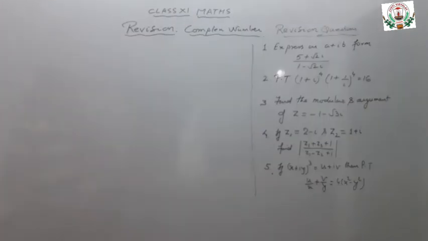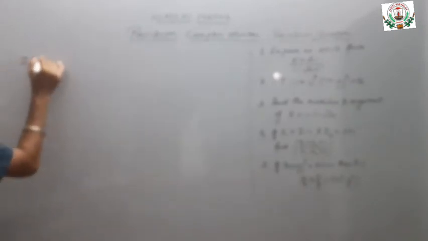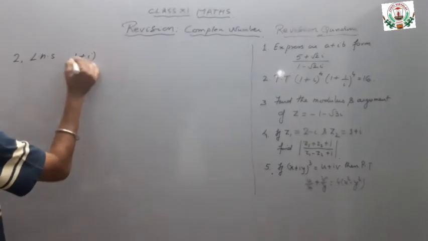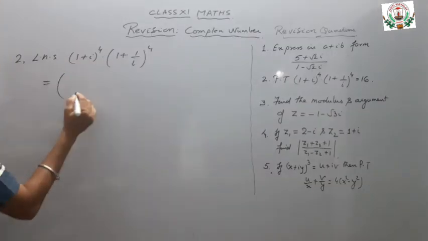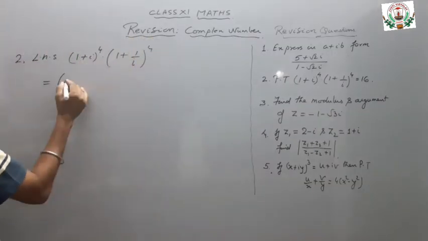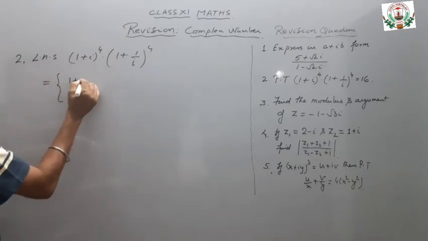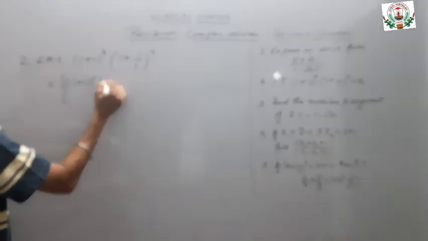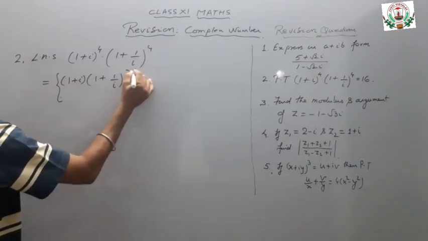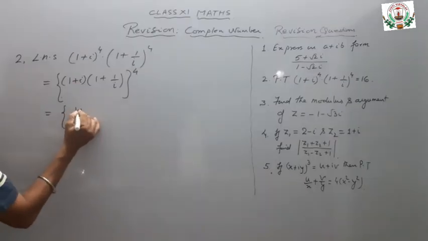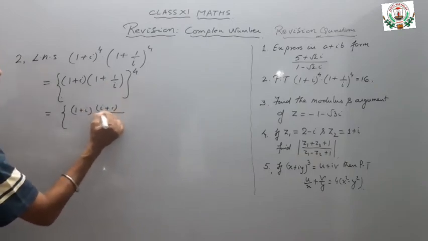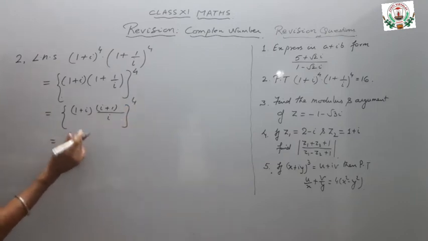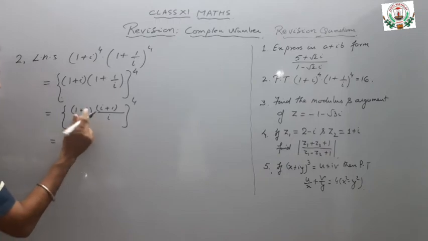Now question number 2, LHS: (1 plus i) to the power 4, (1 plus 1 upon i) to the power 4. As we see here that both the powers are the same, so it can be written as (1 plus i)(1 plus 1 upon i) whole to the power 4. If we take LCM as i, we will get (i plus 1) to the power 4. 1 plus i and i plus 1 are both the same, so (1 plus i) whole square, or you can directly do the multiplication.